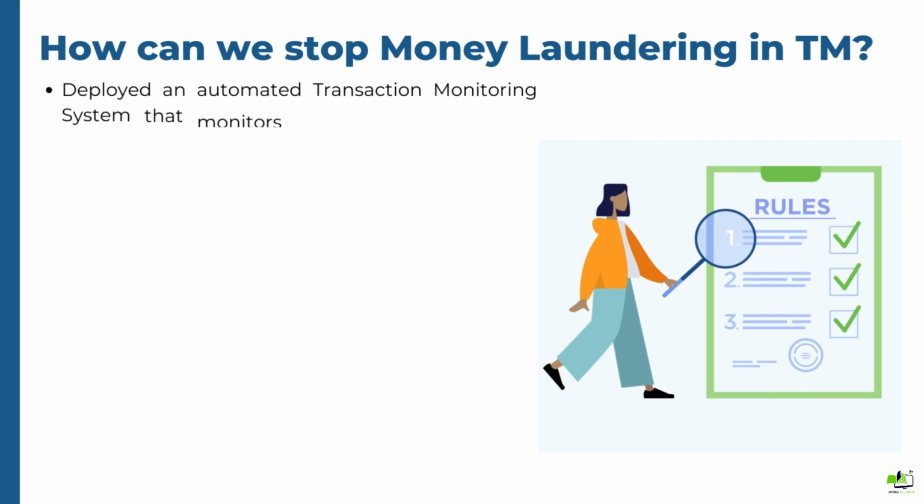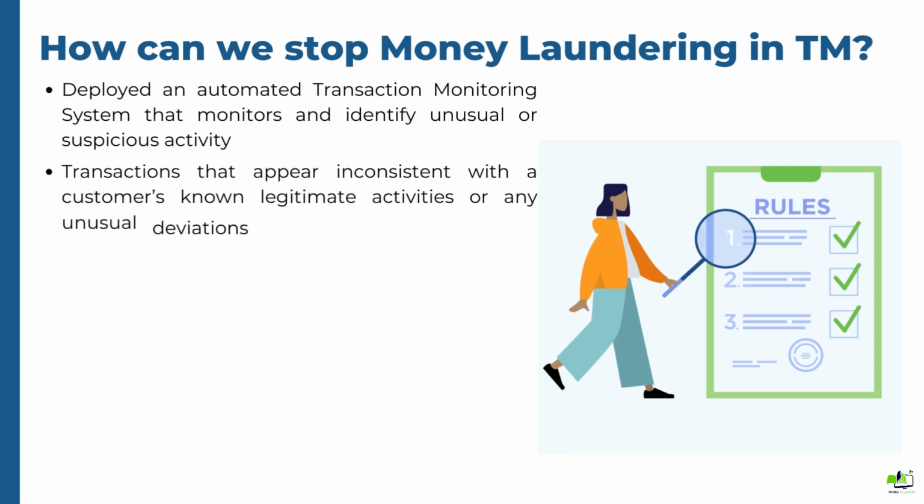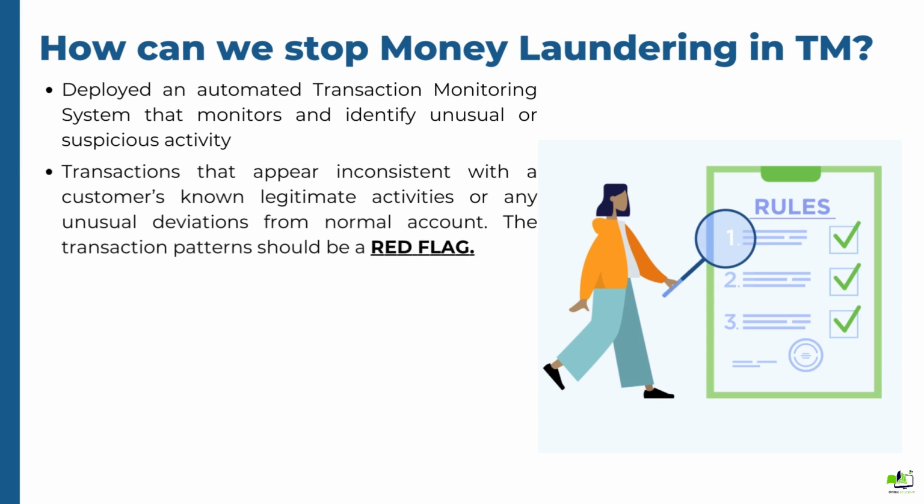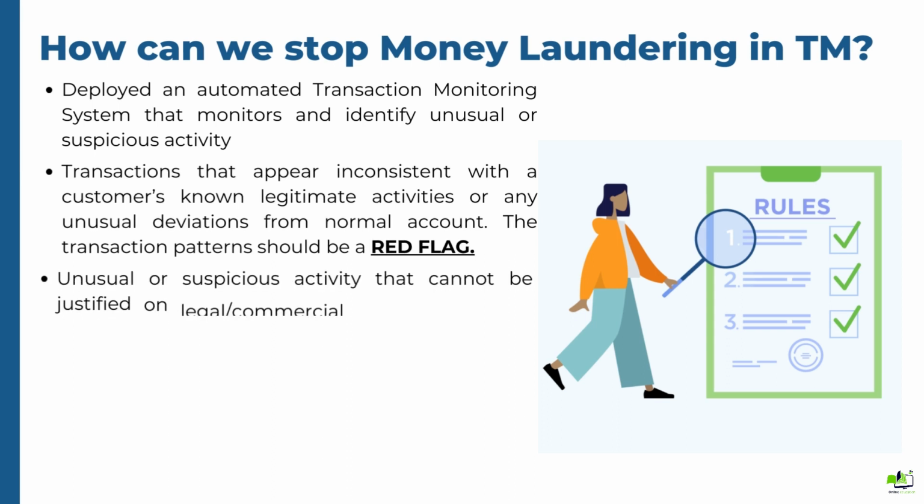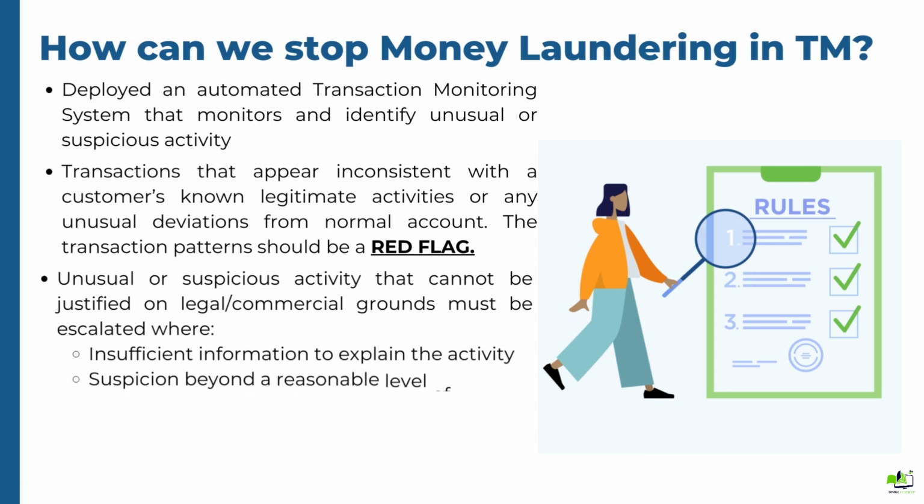The FI has to deploy an automated transaction monitoring system that monitors all customer transactions and helps to identify unusual or suspicious activity, which must be appropriately investigated. Transactions that appear inconsistent with a customer's known activities or any unusual deviations from normal transaction patterns should be a red flag. Unusual or suspicious activity that cannot be justified, that is, insufficient information to explain the activity, or suspicion beyond a reasonable level of doubt, must be escalated.